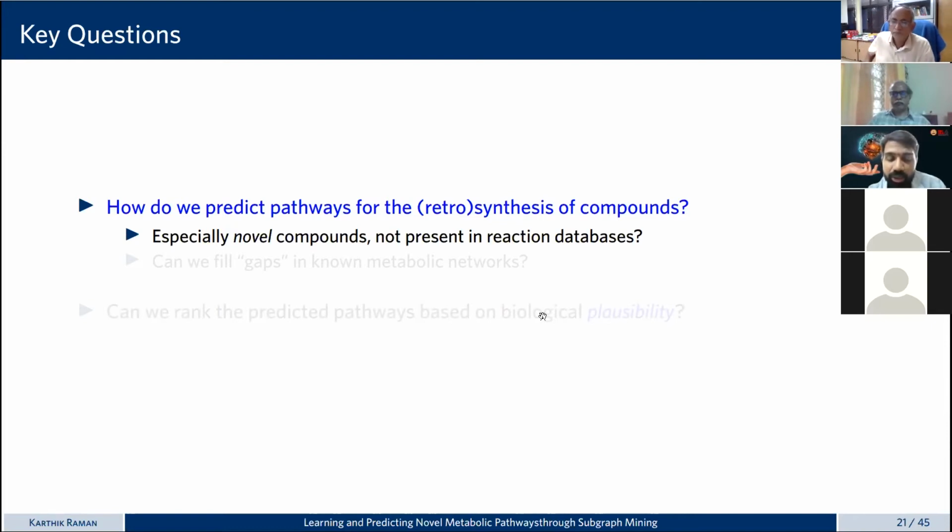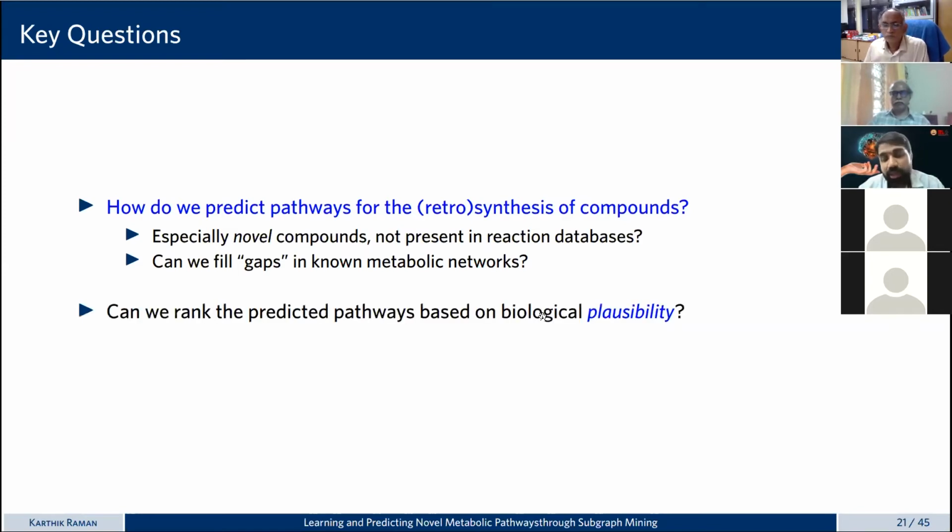There are some compounds which may be drugs. They've not yet, obviously, found their way into reaction databases, right? So our body doesn't make, say, penicillin. So can you figure out how you can make such compounds? Or any other, say, lycopene or some nutraceutical or any of those compounds? And can you fill gaps in known metabolic networks? You typically find a lot of knowledge gaps. As people assemble these networks, there are still a lot of knowledge gaps left behind. And even if you were to predict, can you rank these predicted pathways based on how plausible they are biologically?